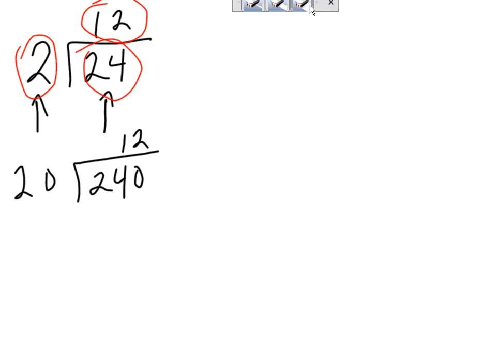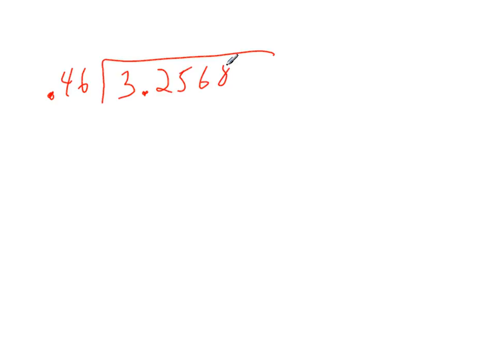So let's apply that to the idea that division is really repeated subtraction. Let's take an example that looks like this: 0.46 divided into 3.2568. Immediately we see that we're dividing by a decimal number, and in order to do this successfully, we can't do the exact question, but we can make it 100 times bigger. I chose 100 because 0.46 has 2 decimal places.